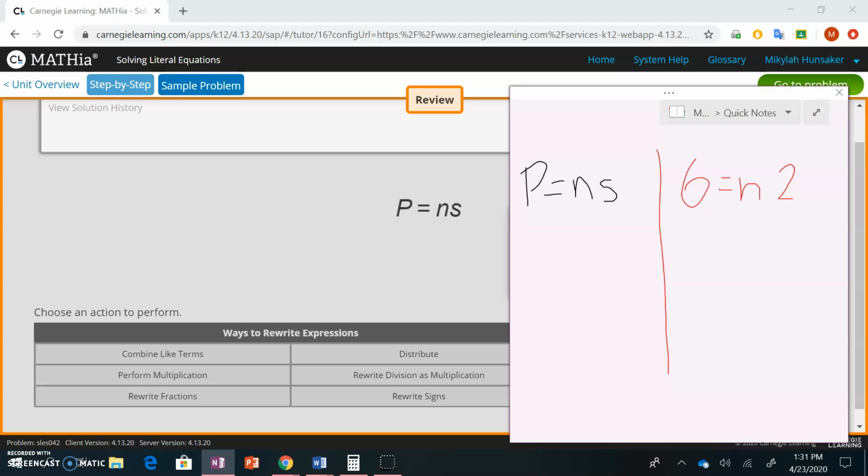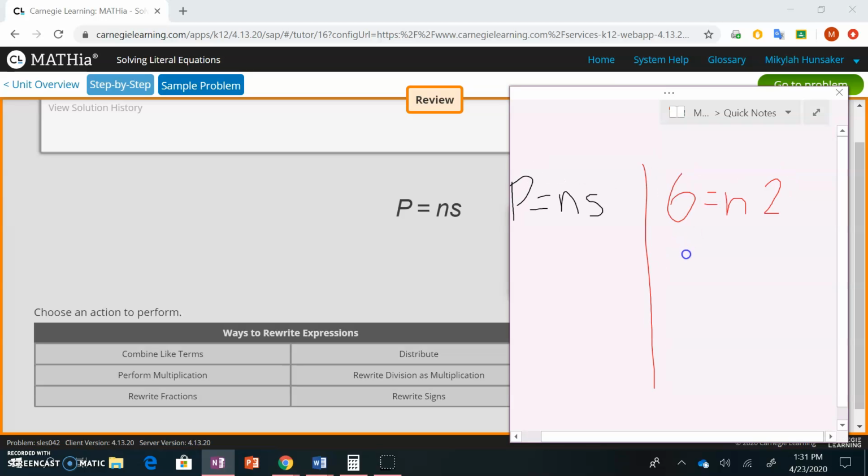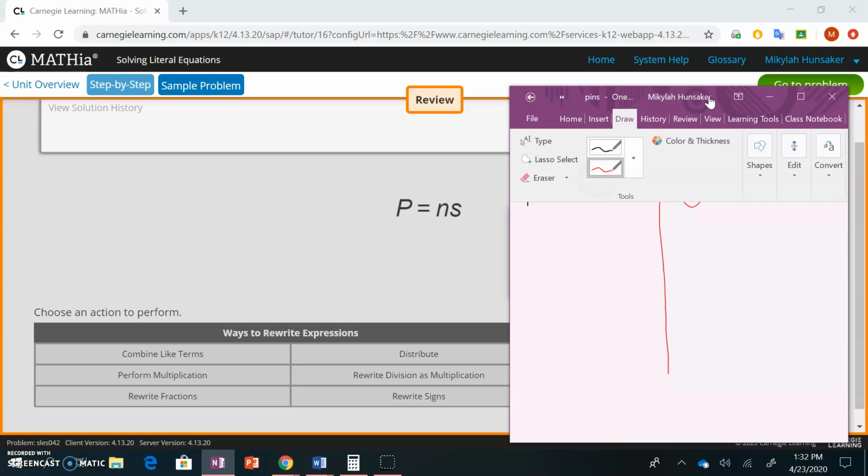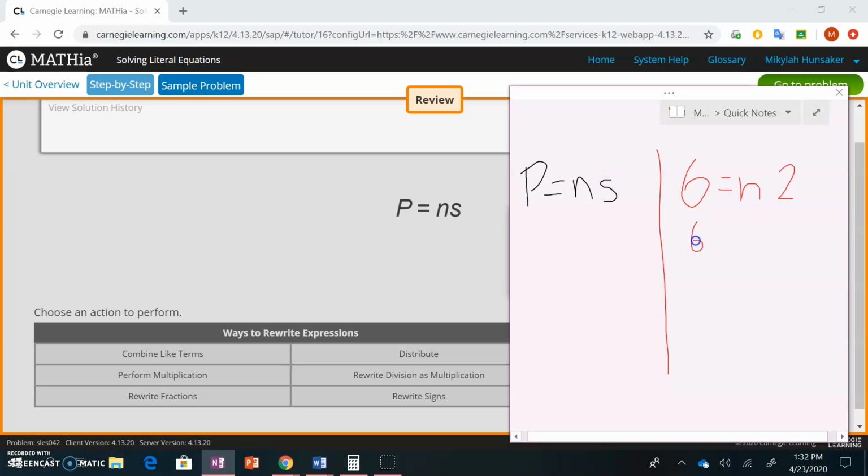Remember that when you have two letters next to each other, or a number and a letter, with nothing in between, that's multiplying. Generally, we would write this as 6 equals 2n. Normally, we put numbers in front of letters. It doesn't really matter which one you put, either way it works. We want to solve this with the numbers first. Hopefully you remember that to solve for n, you just divide by 2 on both sides. You get the 2's to cancel out. You've got n, and 6 divided by 2, well, we know that's 3.